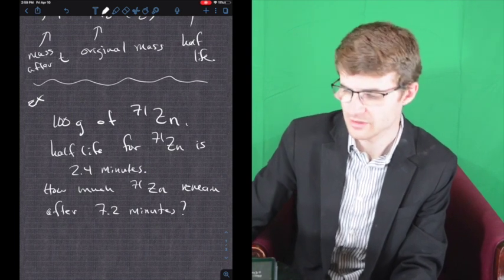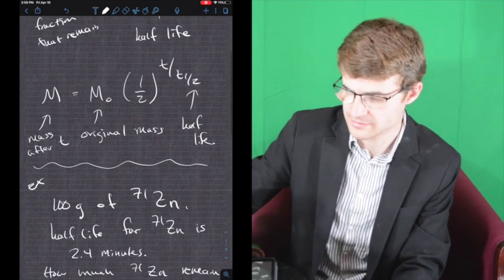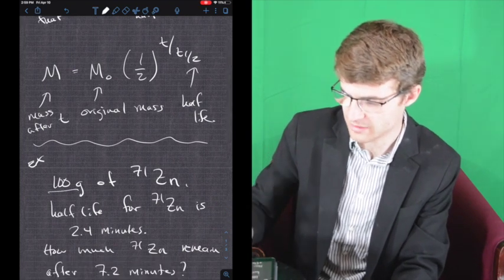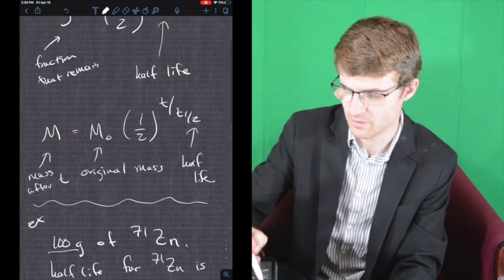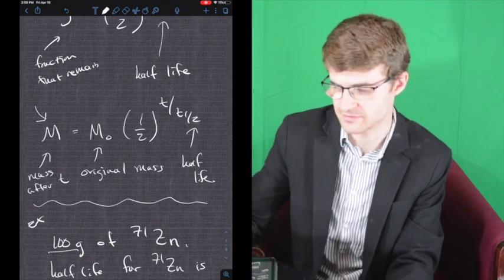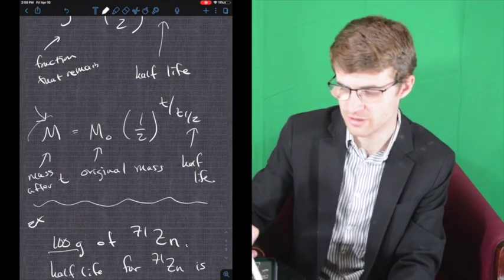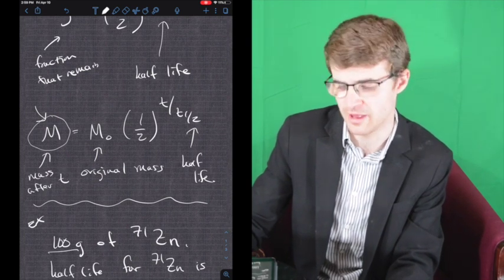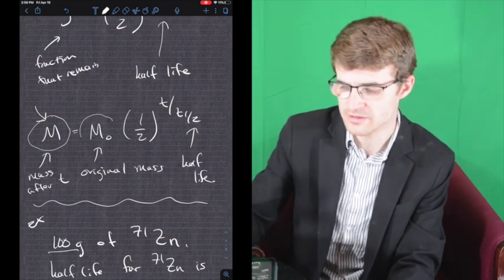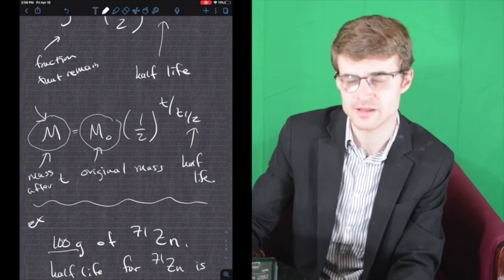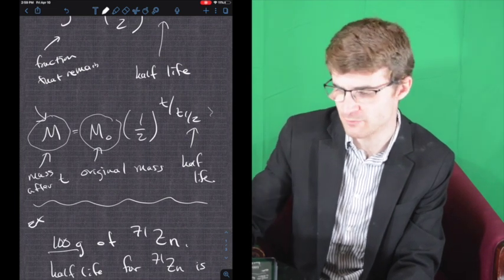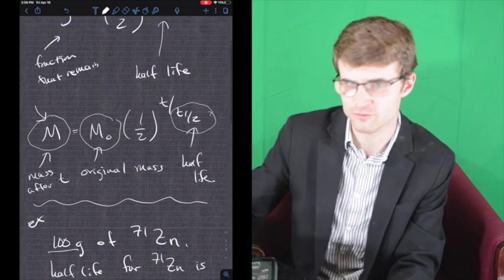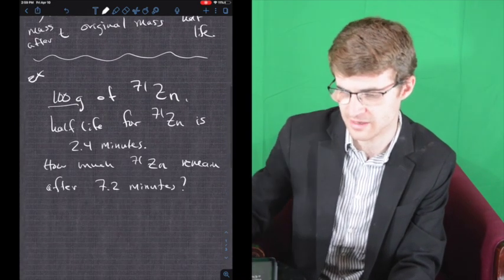Okay, so I'm just going to plug things into an equation here. Notice they're giving me masses inside of the problem, so I'm going to use the equation that uses masses, and that's this one. They're asking for the amount of zinc that remains, so that's what the M there represents. M naught is the original mass of zinc, that's the 100 grams, and then they gave me the half-life, which is specific to the substance, as 2.4 minutes. So let's just plug things in and see where this ends up.